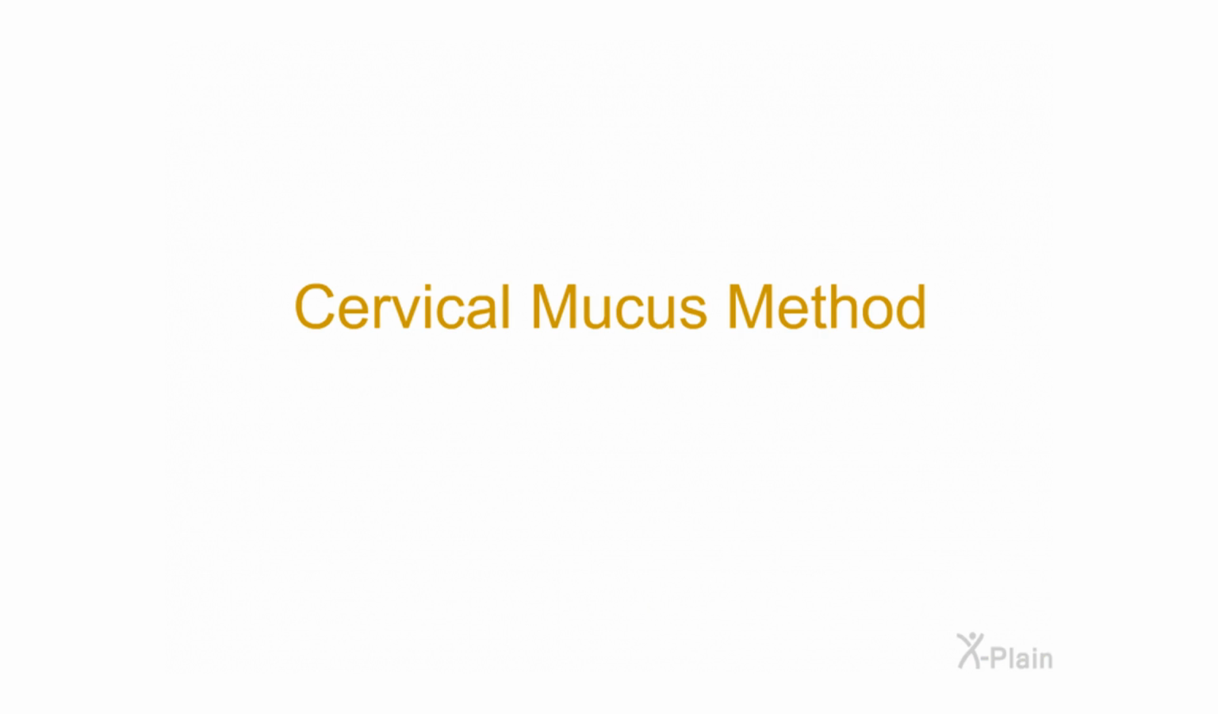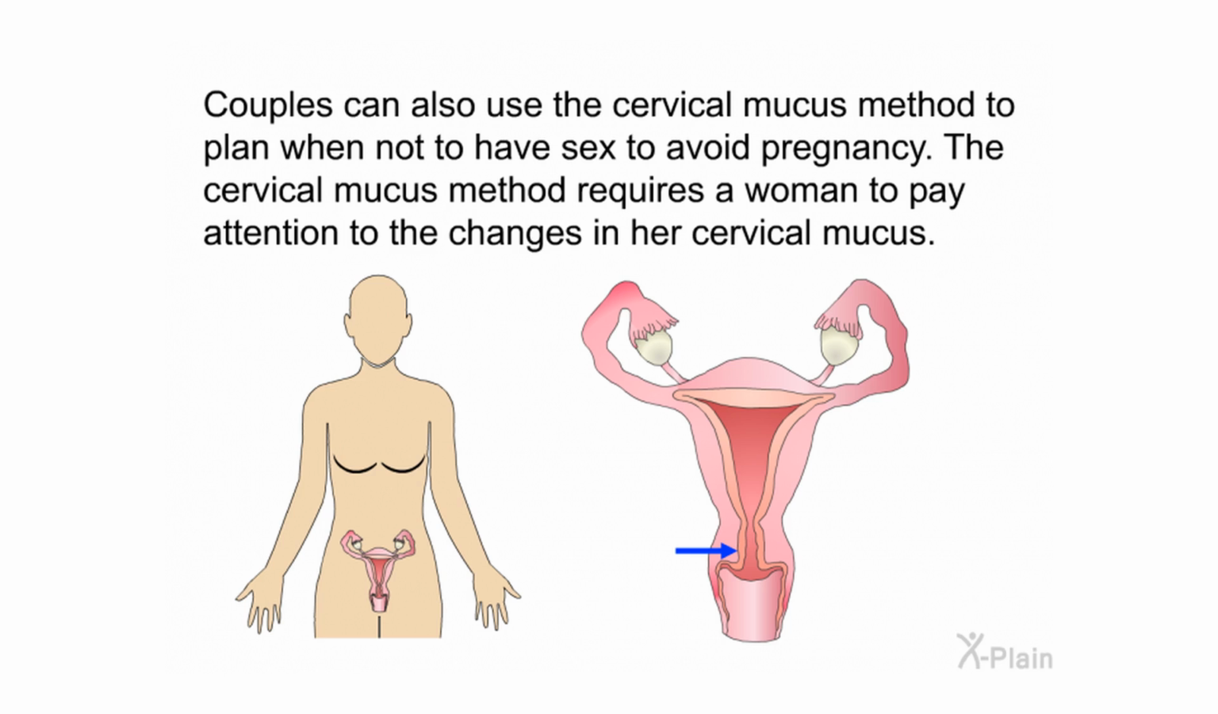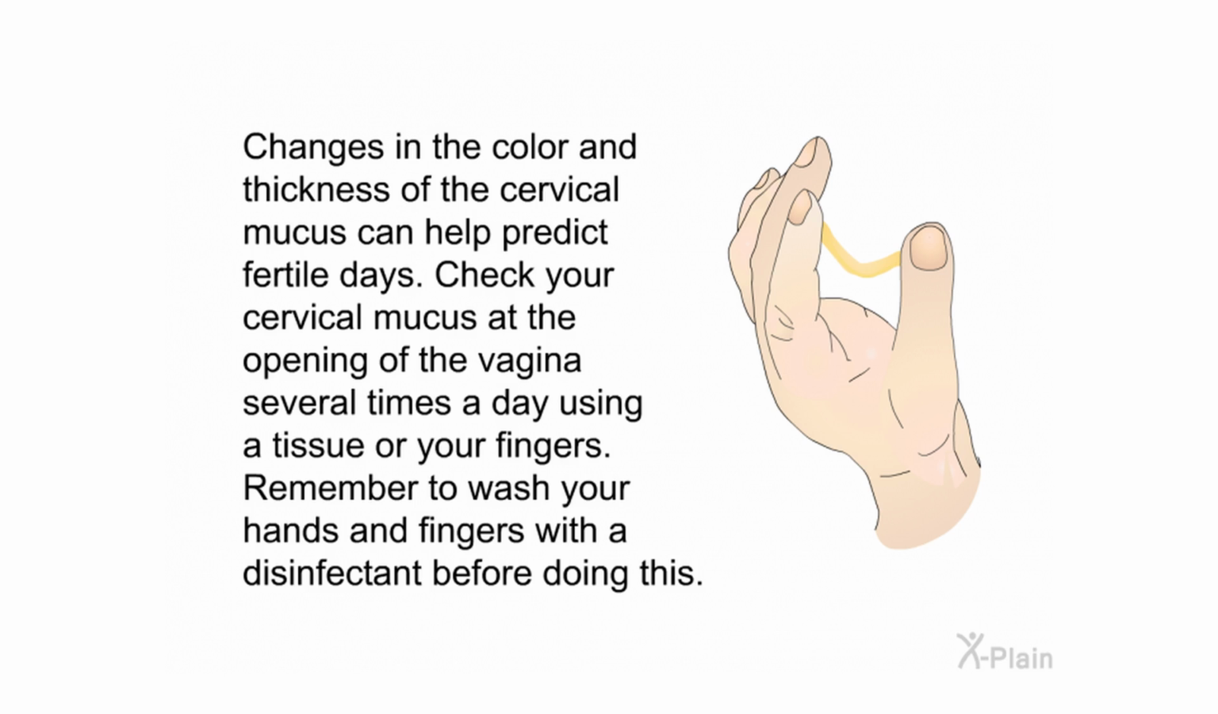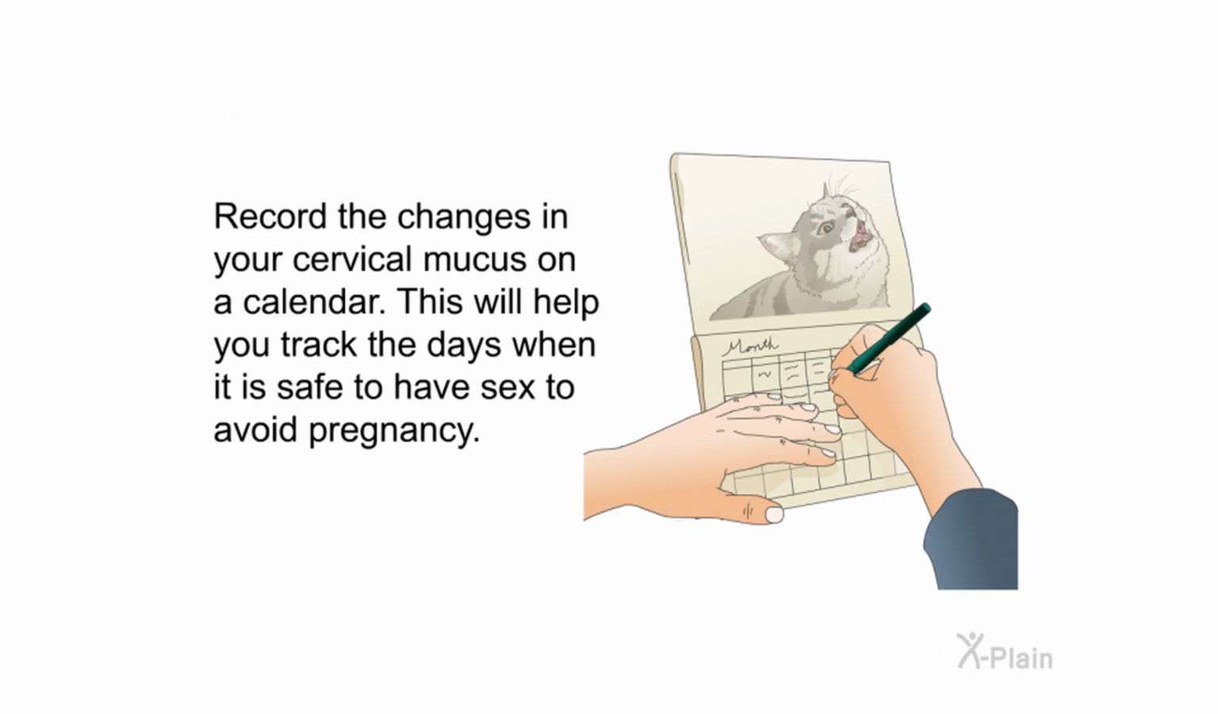Cervical mucus method. Couples can also use the cervical mucus method to plan when not to have sex to avoid pregnancy. The cervical mucus method requires a woman to pay attention to the changes in her cervical mucus. Changes in the color and thickness of the cervical mucus can help predict fertile days. Check your cervical mucus at the opening of the vagina several times a day using a tissue or your fingers. Remember to wash your hands and fingers with a disinfectant before doing this. Record the changes in your cervical mucus on a calendar. This will help you track the days when it is safe to have sex to avoid pregnancy.